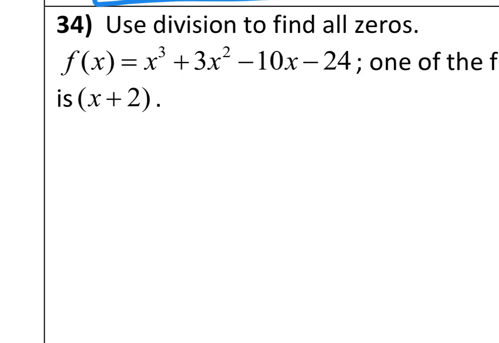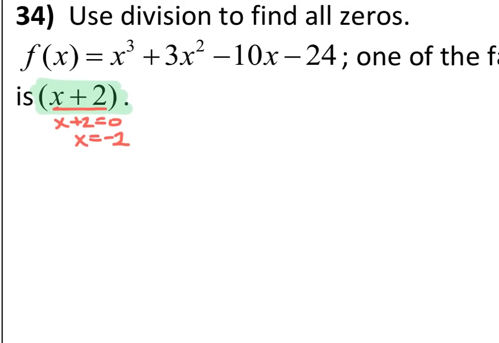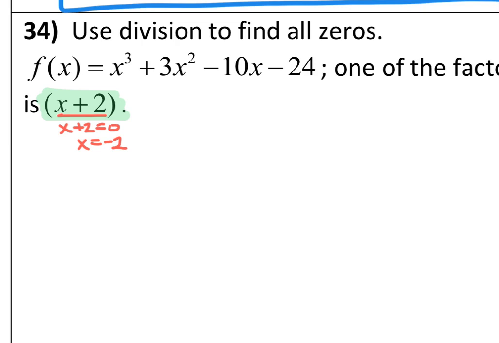If the problem says that one of the factors is x plus 2, you know that when you divide by negative 2, remember x plus 2 equals 0, so x equals negative 2, your remainder will be 0 because this is a factor. So I'm going to start my division here.